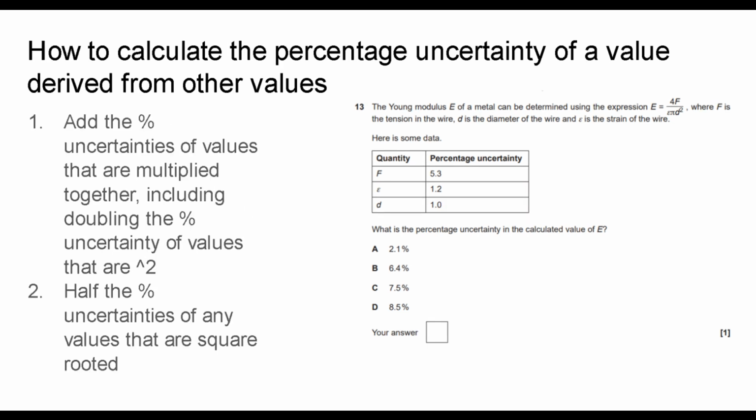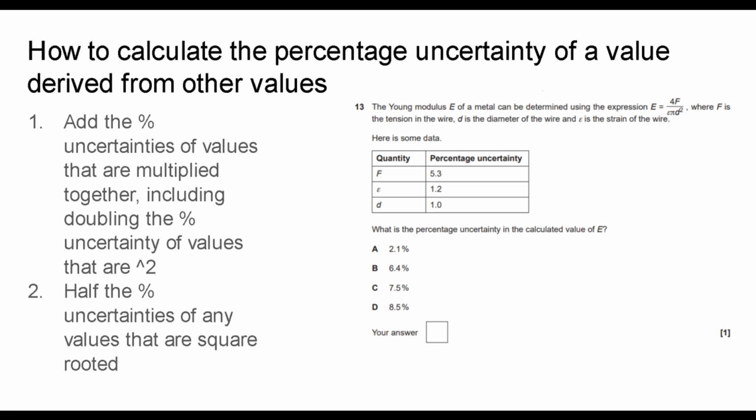I'm going to break a little from my script here and instead recommend that, rather than adding the percentage uncertainty of values that are multiplied together or divided together, you should instead multiply the percentage uncertainty of anything that's put to a power by the value of that power. So in this case, we're going to double the percentage uncertainty of D. Somewhat counterintuitively, this also means halving the percentage uncertainties of any values that are square rooted. Now, we look at the equation and we add the percentage uncertainties of values that are either divided or multiplied by each other. So, to quickly go over that and solve this question.